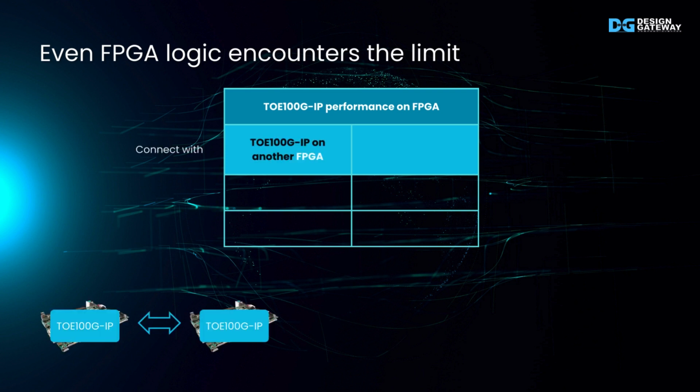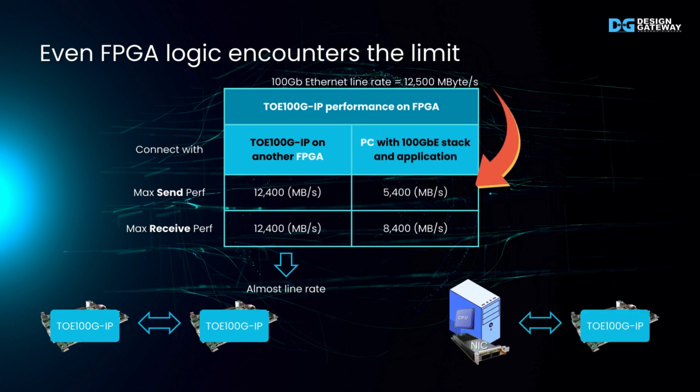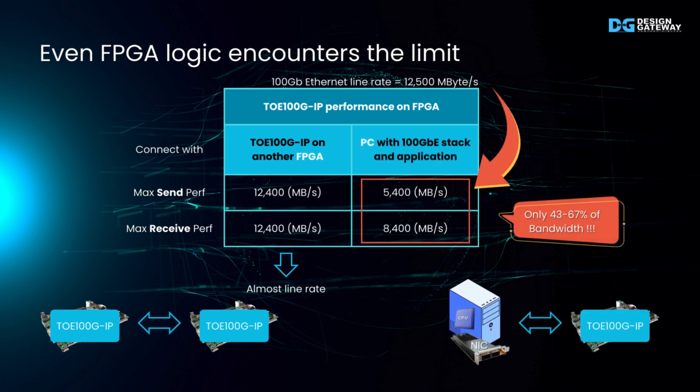When both communication endpoints are FPGAs, the performance is excellent, nearly reaching the 100 gigabit Ethernet line rate of 12,400 megabytes per second. However, when one communication endpoint is replaced with a CPU-based PC, the average performance drops to around 40 to 60% of the bandwidth. This highlights the challenge of achieving high throughput with CPU-based endpoints.